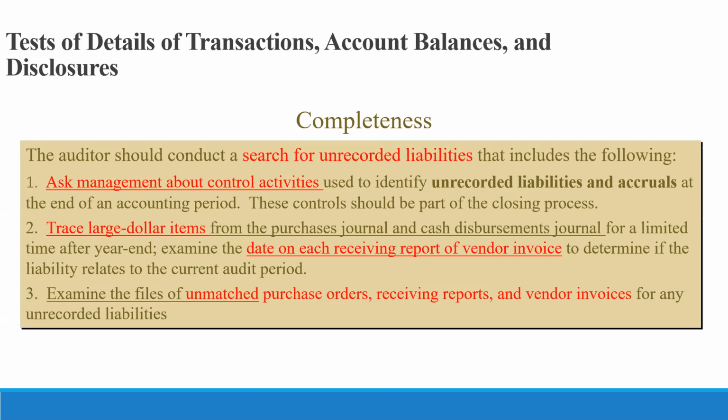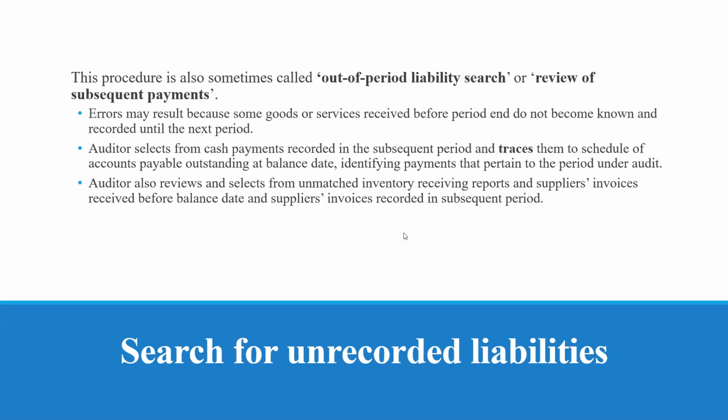And the fourth one here is about those unmatched vouchers. So when you are doing your inspection of the sample, if you find some important vouchers are not matched with each other, you should be alert enough about unrecorded purchases. So those are the four basic tools to search for unrecorded liabilities.